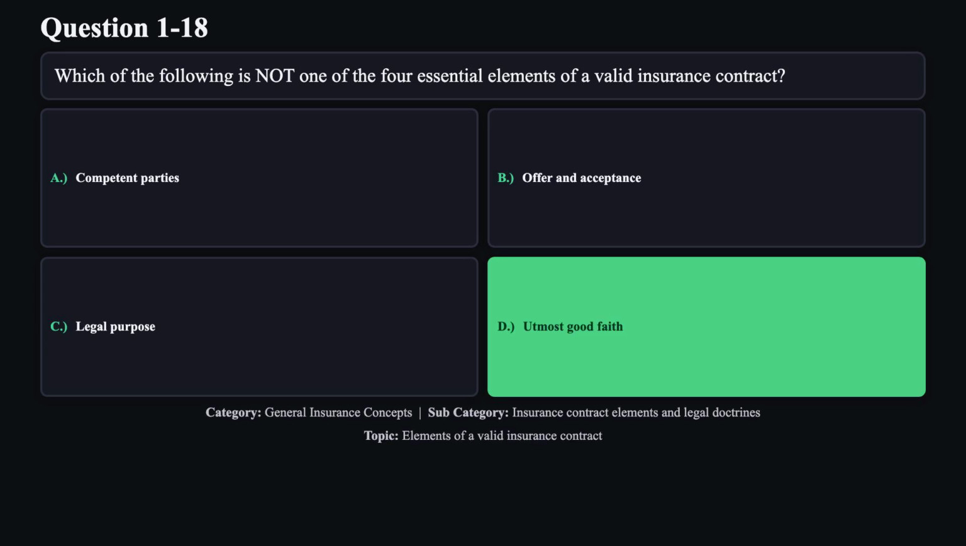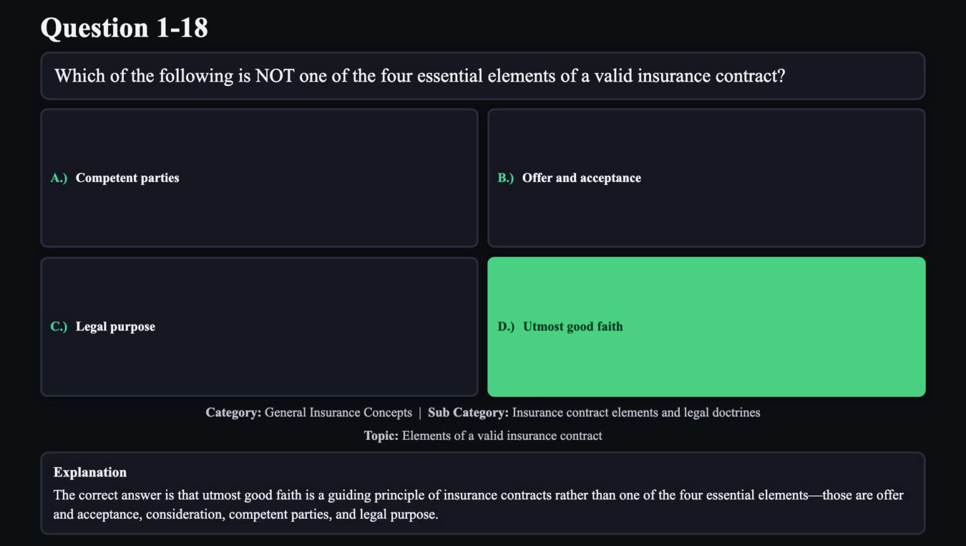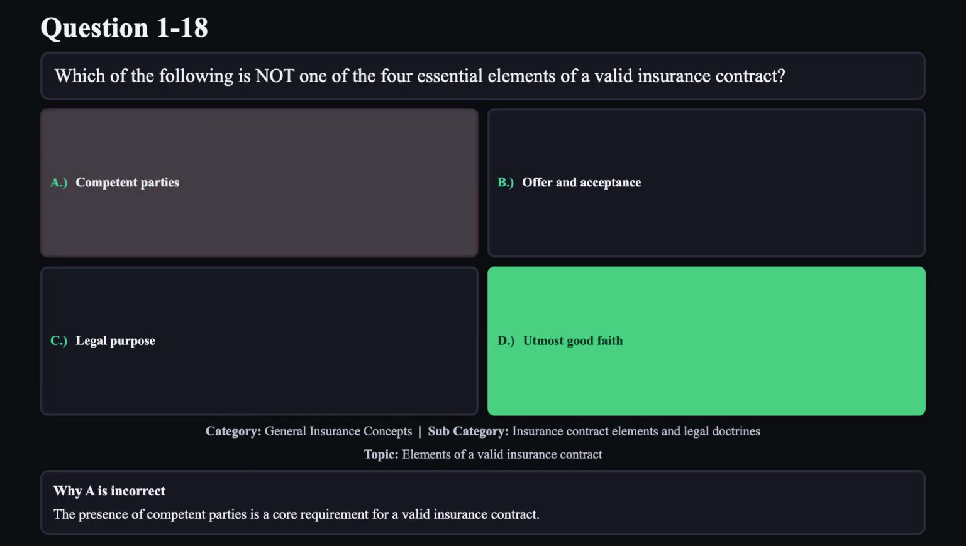The correct answer is D. The correct answer is that utmost good faith is a guiding principle of insurance contracts rather than one of the four essential elements. Those are offer and acceptance, consideration, competent parties, and legal purpose. Reason A is not correct. The presence of competent parties is a core requirement for a valid insurance contract.